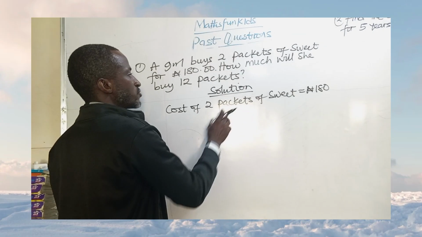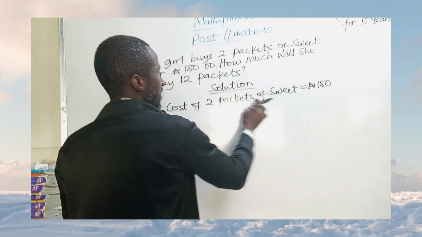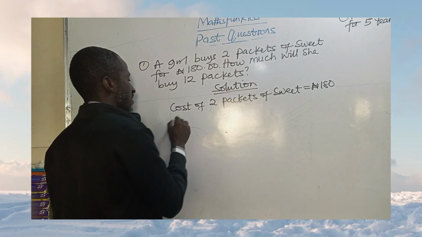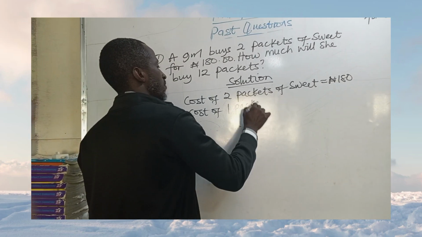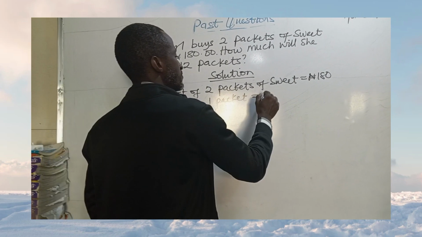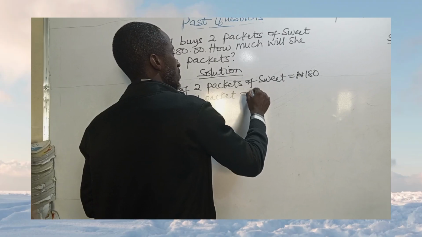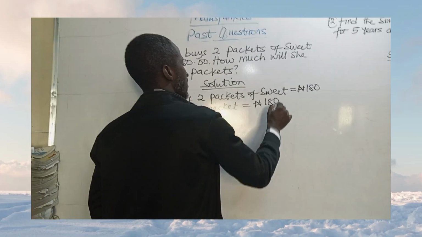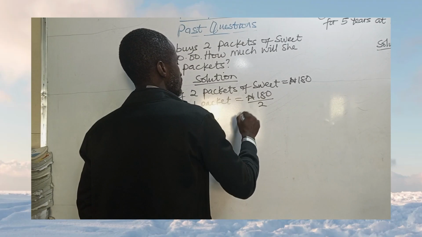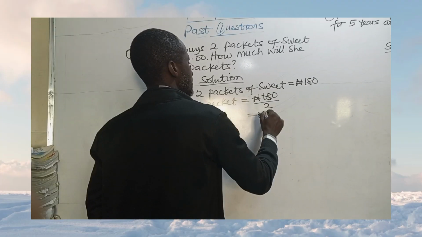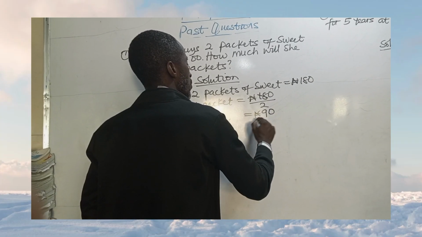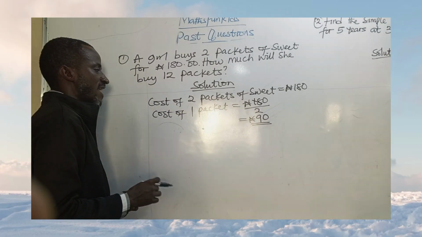Now, we need to find the cost of 1 packet. If 2 packets equal 180 naira, the cost of 1 packet will be 180 naira divided by 2. So we have 2 goes in 18 is 9 and 2 goes in 0 is 0. So the cost of 1 packet is 90 naira.